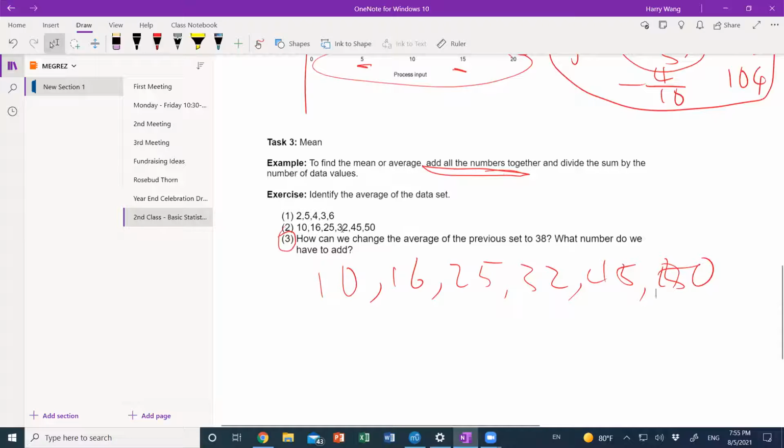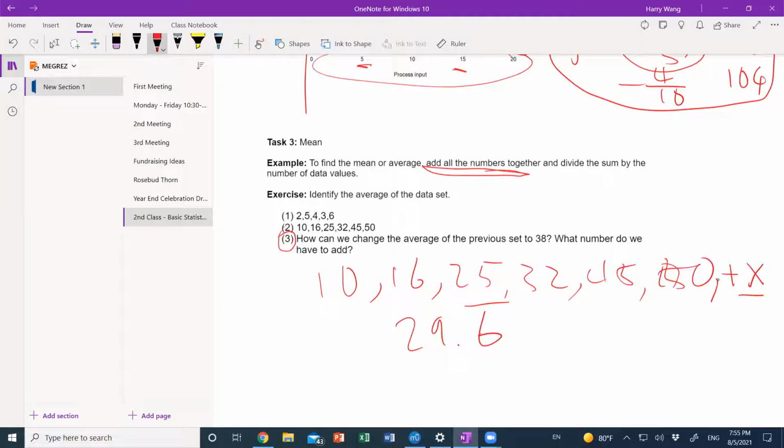And divided by 6 numbers here is 29.6 repeating. And you might ask, well, wow, we have to change it to 38. How can we do that? What we need to do is add one number. When we add one number, let's say x, the number of numbers increases by 1, and your value increases by whatever amount. So let's say we add one number.